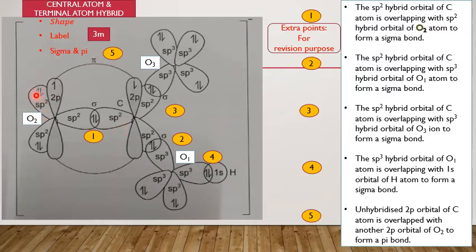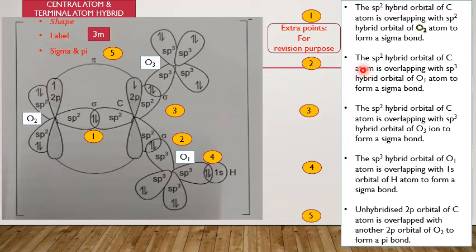And then you must show the lone pairs, and the pair of electrons for the sigma bond, and the pair of electrons for the pi bond, and everything. All the electron pairs must be shown clearly, in order to get 3 marks. So here are the extra points for revision purposes.